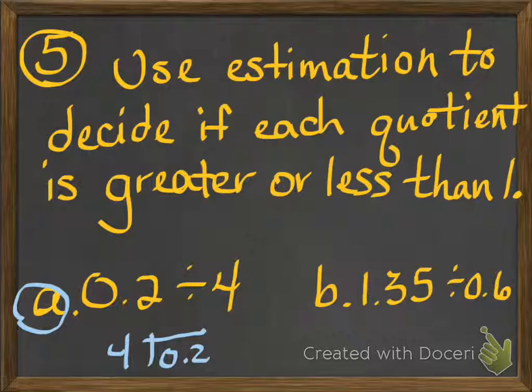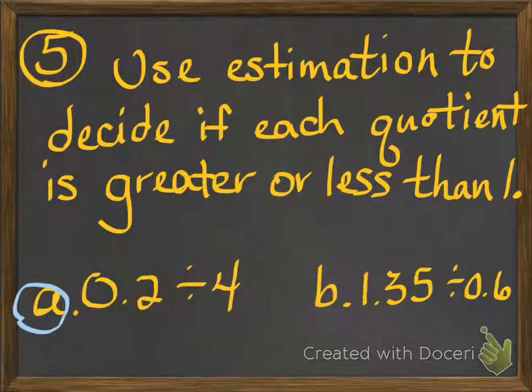This means that I have something that's less than 1 being divided into 4 parts. And if I start with something that is less than 1, then my answer is going to be less than 1. Every time the dividend is smaller than the divisor, the quotient is always going to be less than 1. Always.